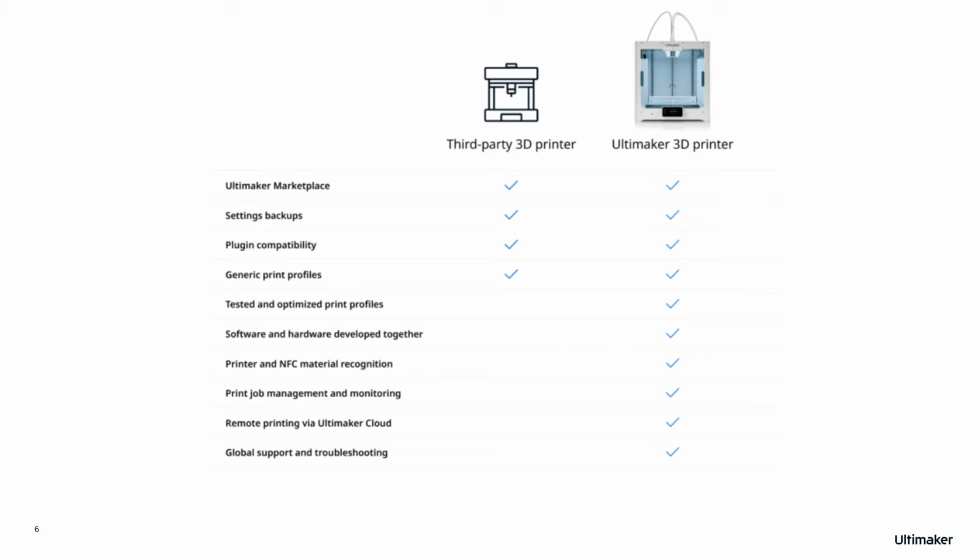Although Ultimaker Cura supports multiple third-party 3D printers, its full functionalities are brought out when you use it together with Ultimaker 3D printers. One of these functionalities is the set of tested and optimized print profiles.